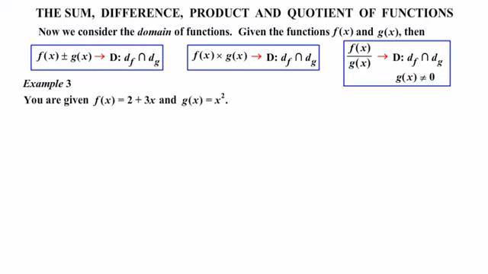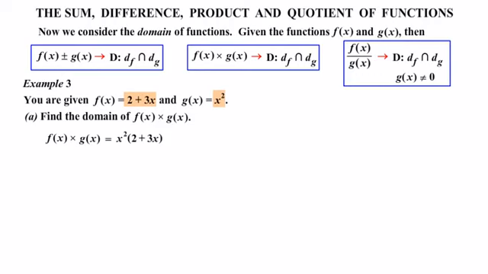You're given f(x) is equal to 2 plus 3x, and g(x) is equal to x squared. Now in part A we're asked to find the domain of f(x) times g(x). So let's work out this product. There's our f(x), there's our g(x). Let's multiply them together. That's actually quite an easy one to expand out. So we might do that, and it gives us 3x cubed plus 2x squared.